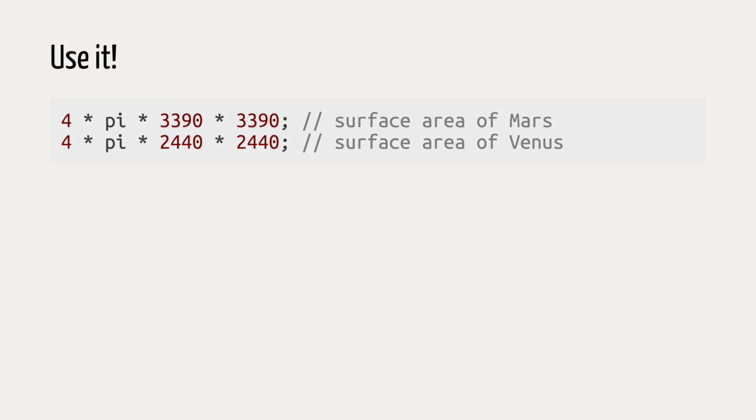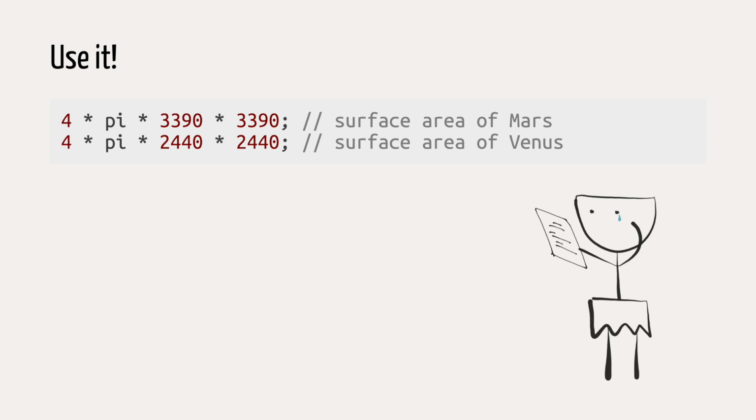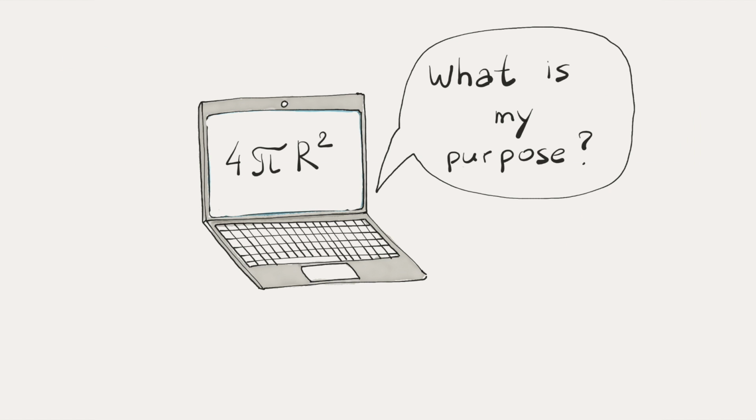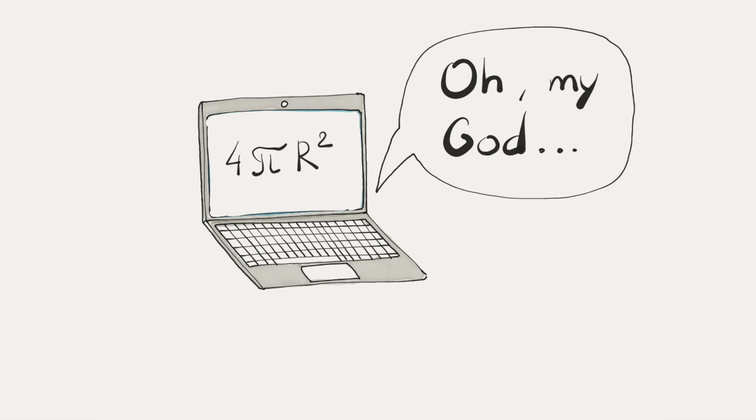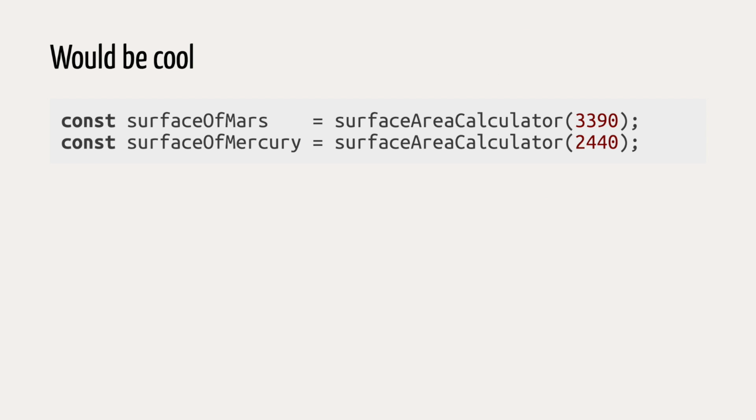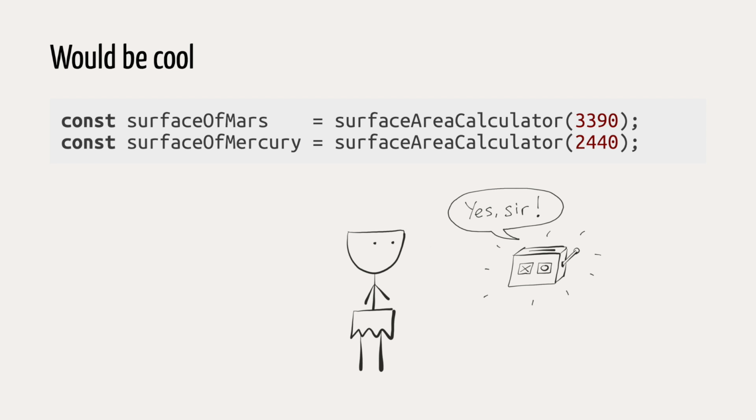Here we have two statements, and we still have to repeat the whole formula in each statement. And remember, we don't want to repeat stuff in our programs. It'd be cool if we had some sort of a separate special machine that calculates the surface area of any given sphere, so that we could do something like this. Just tell it, hey, surface area calculator, give me the surface area of a sphere of radius 3390. And it just gives you the answer.